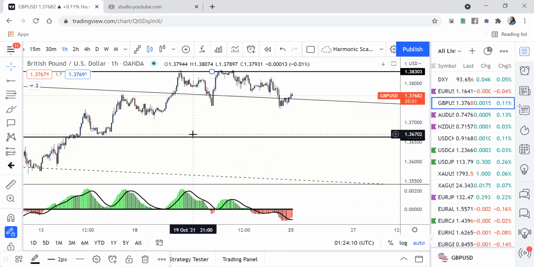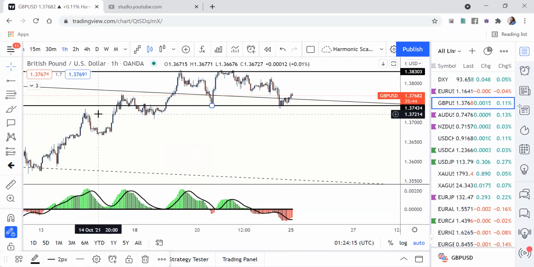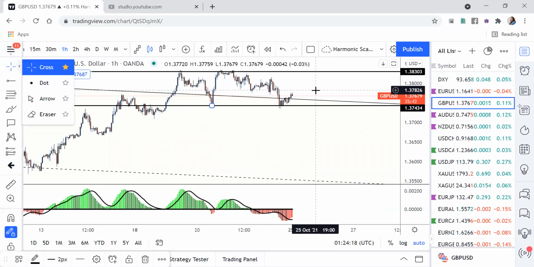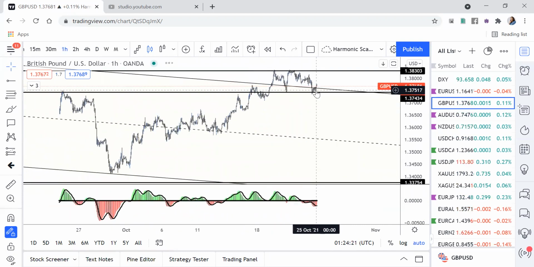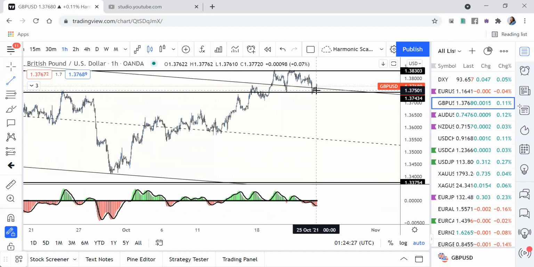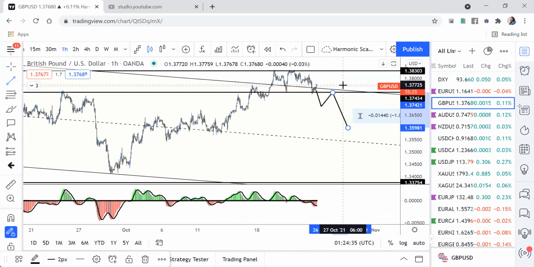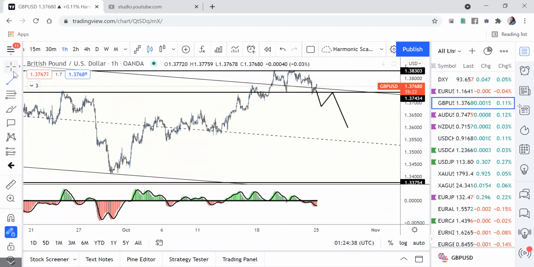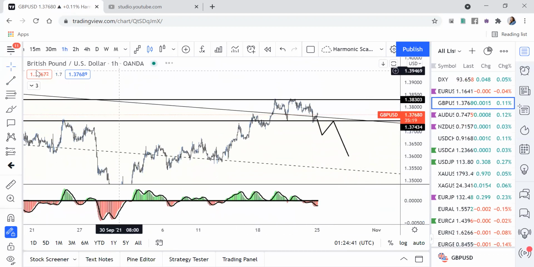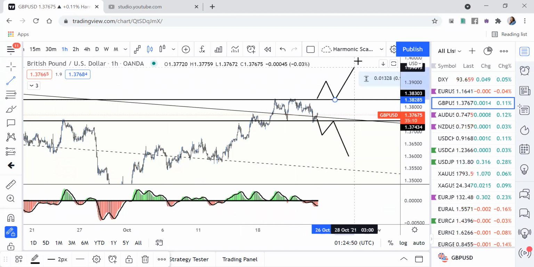All right, so with GU, because it's not as attractive, wait for a break on the 1 hour time frame. Wait for a break, retest, get in. Break, retest, get in.